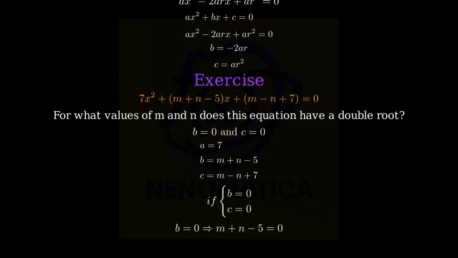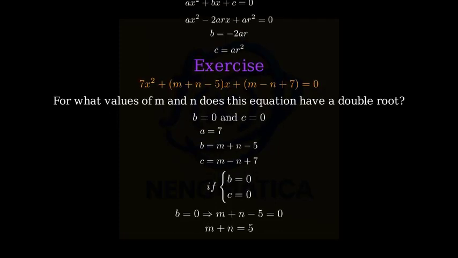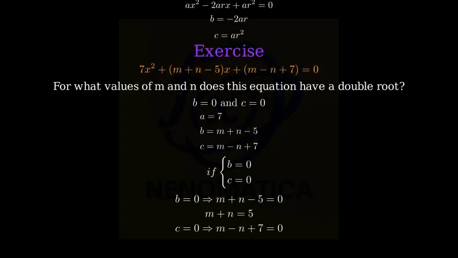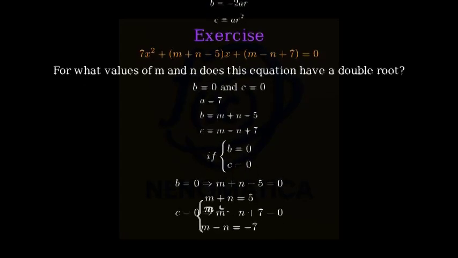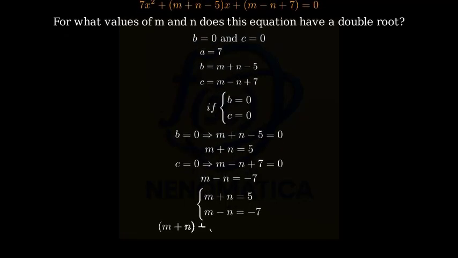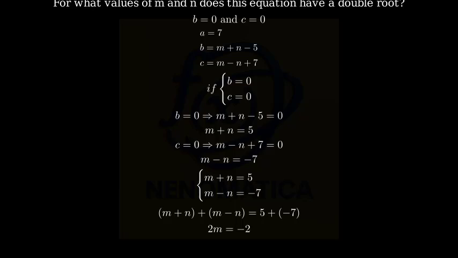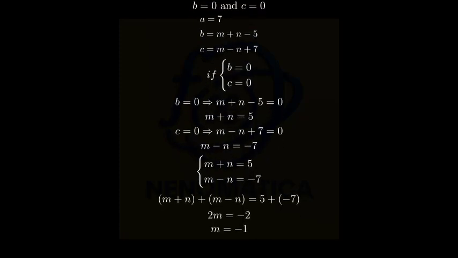First, b equals 0 implies that m plus n minus 5 equals 0, which simplifies to m plus n equals 5. Similarly, c equals 0 means m minus n plus 7 equals 0, which gives us m minus n equals negative 7. Now, we have a system of two equations with two unknowns. Let's add these two equations. Adding m plus n equals 5 and m minus n equals negative 7, we get 2m equals negative 2. Therefore, m equals negative 1.